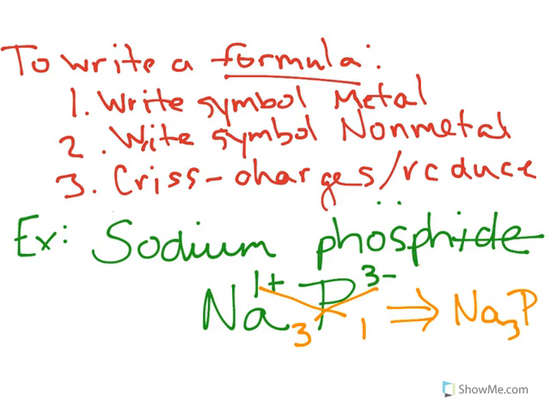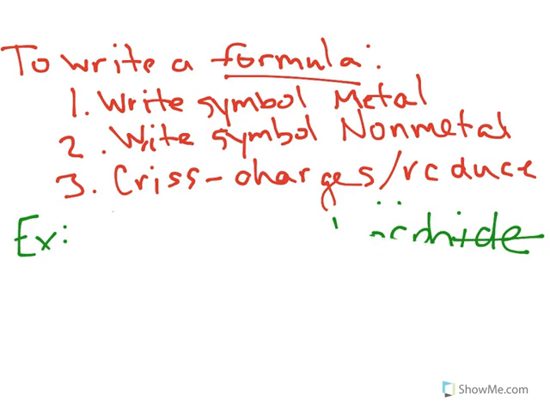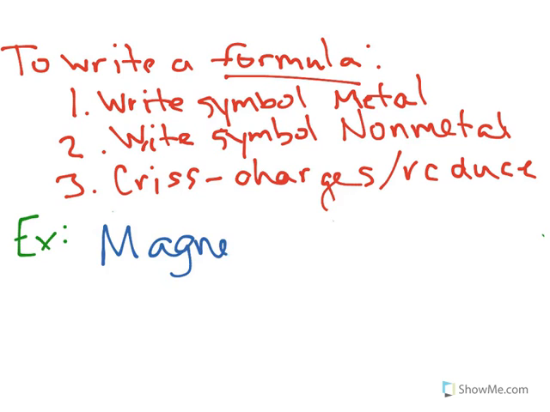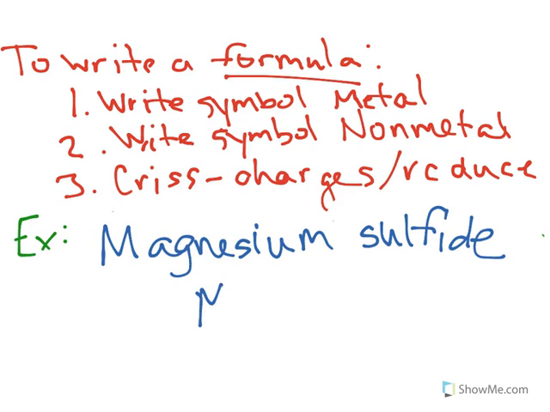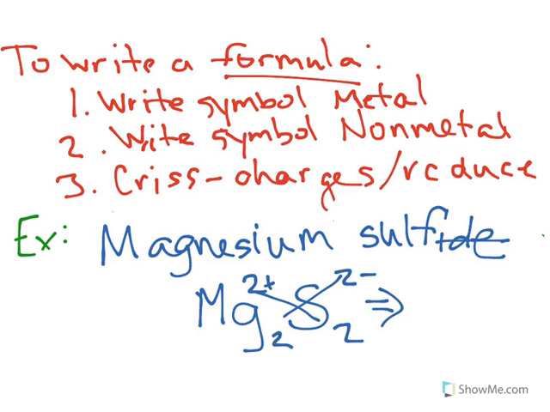Let's do one more real quick that we have to reduce. Let's do magnesium sulfide. Okay, this is Mg, and then sulfide is sulfur, so S. Magnesium's 2 plus, sulfur 2 minus. So we take this 2, put it here, this 2, put it here. But 2 and 2 reduces down. They're both divisible by 2, so this would just be MgS.